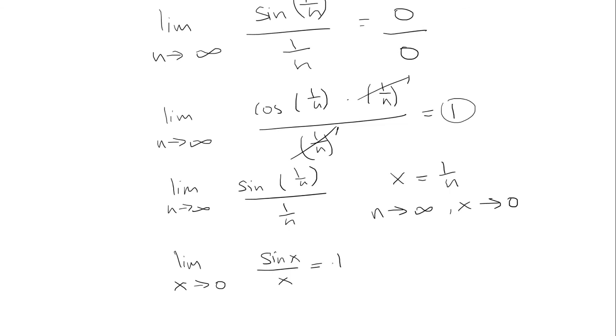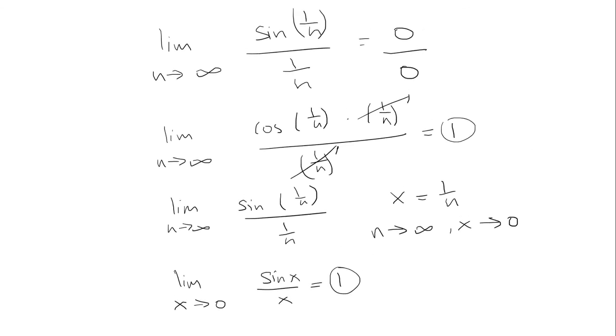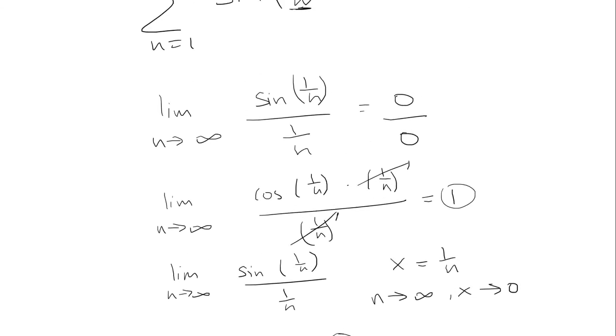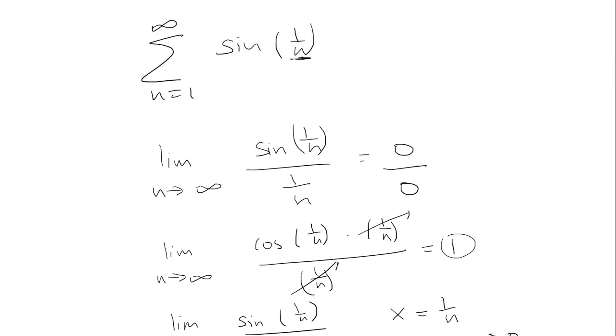So we had 1 here and 1 here. The point is, the limit is 1. It's positive. It's finite. And either both series will converge or both will diverge. The comparison we used was 1 over n. We know that 1 over n diverges, so we would expect sine of 1 over n to also diverge.